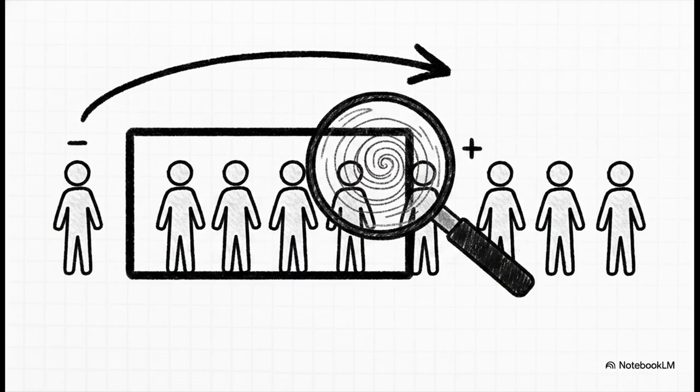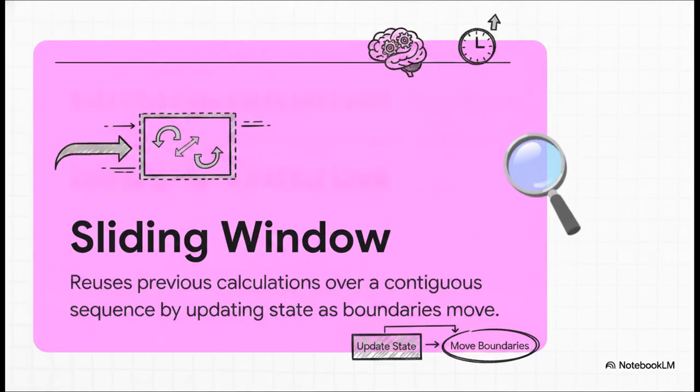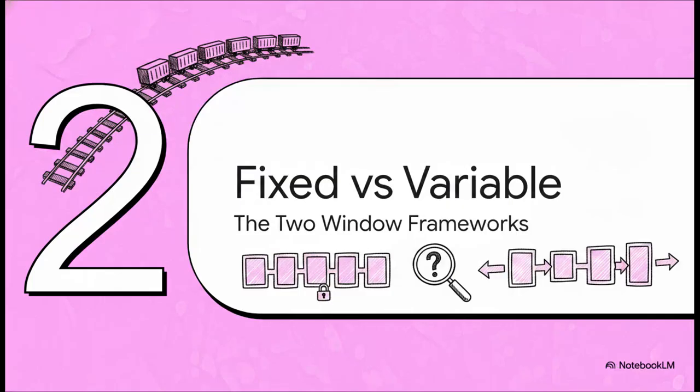It's exactly like dragging a magnifying glass or a text scanner straight across a page. And that brings us to the formal definition. The sliding window is essentially a technique that reuses previous calculations over a contiguous sequence. You are simply maintaining a state. Maybe it's a running sum, maybe it's a frequency map, and you're just updating it as the boundaries of your window move forward. The entire point of this technique is to prevent recalculating overlapping data. Honestly, if you can just remember that you are updating state rather than recalculating it, you've already won half the battle. Moving on to section 2, fixed versus variable windows.